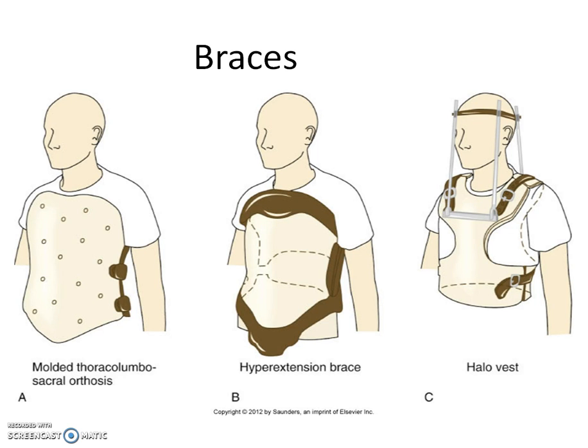Oftentimes you will see bracing used, particularly if the vertebral column and the spine is unstable initially after an injury. These are just 3 different types of examples of braces that may be used. You can see image C here is a halo vest. This particularly is going to restrict the thoracic and cervical spine.